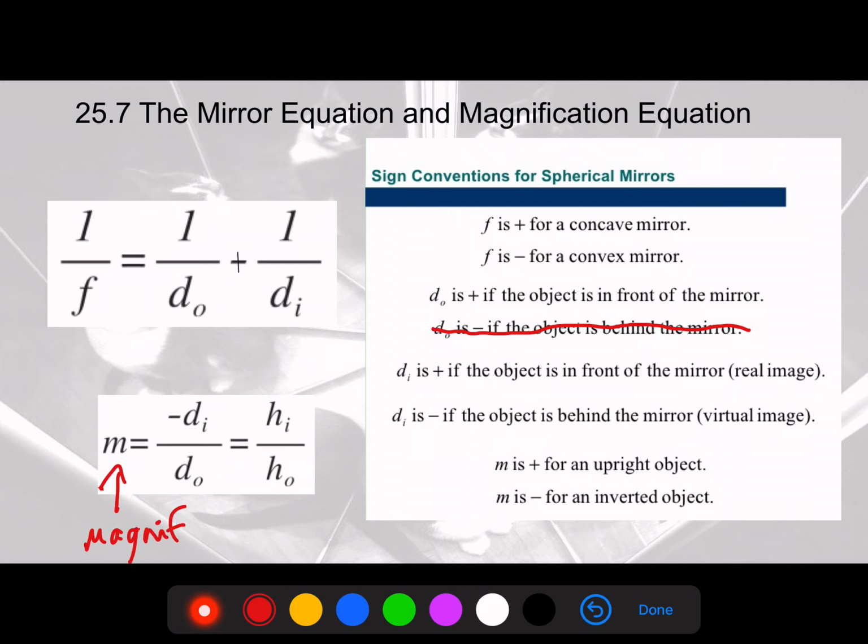If the magnification is a number that is greater than 1, then it is going to end up being larger. Well, I should say the absolute value being greater than 1 means it's larger. If the absolute value is smaller than 1, then it will be smaller than the object. And if you get a plus sign, then this is a right side up object or upright object. And if you get a negative value for your magnification, this is an inverted or upside down object.